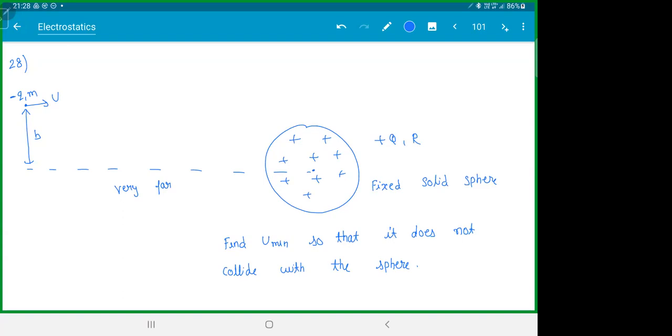You know what gives you the hint? Look at the words. Find u minimum. Find the maximum. Find the highest position. Find the lowest position. Find after a long time. Matlab, you don't care what is happening in the middle. These are the kind of words which will give you a hint. You have to use conservations.